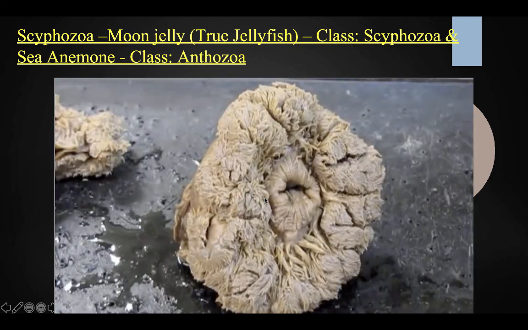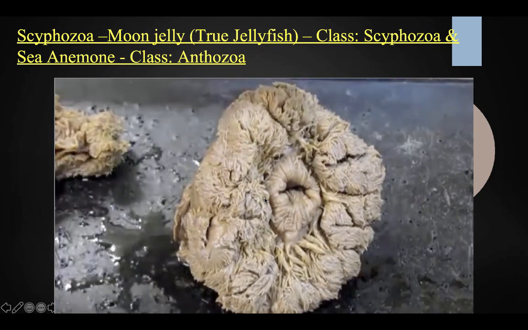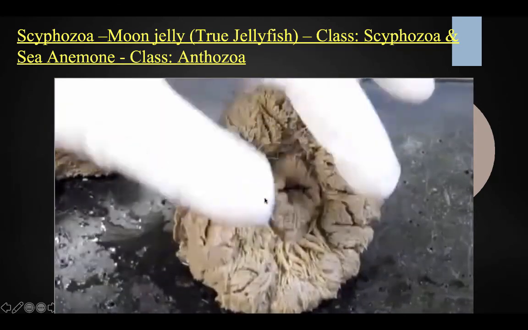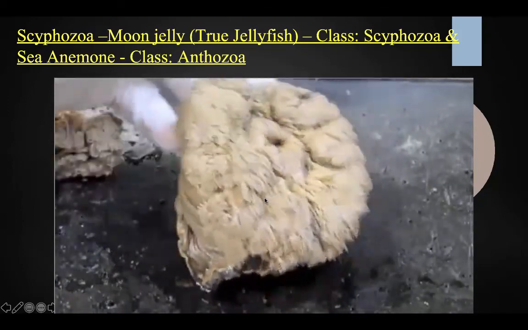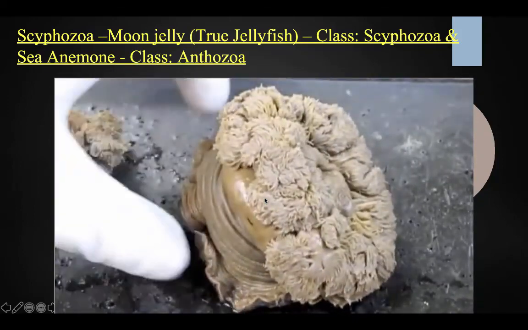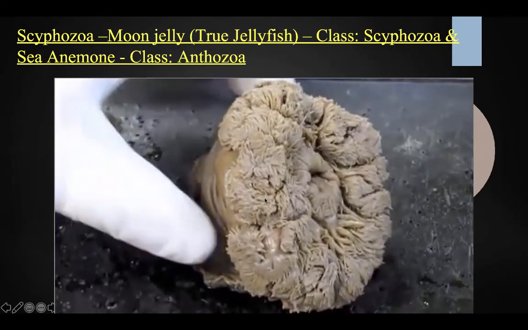So now we're looking at an animal called a sea anemone. Anemones are in the class Anthozoa, and these are marine animals, so they live in salt water, and you'll mostly find them in intertidal zones. You'll find them pretty deep too. They'll go up to 75 meters deep in the water.